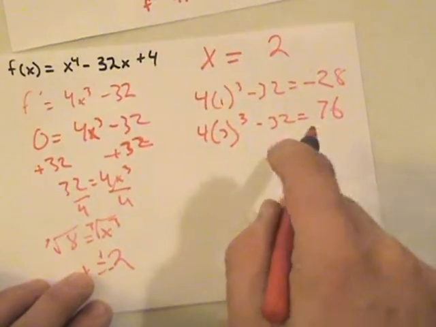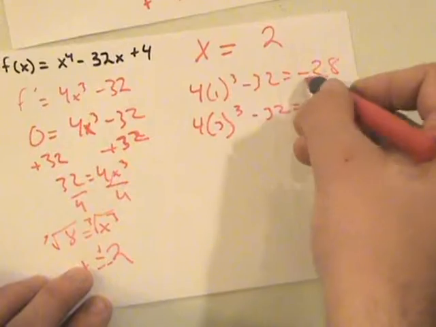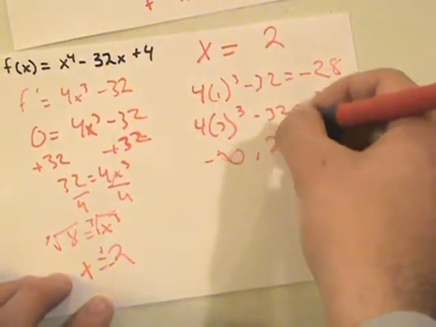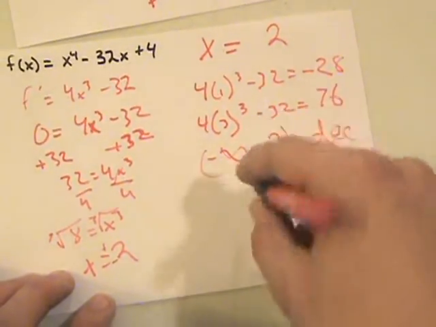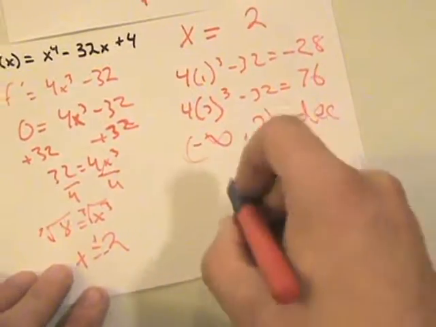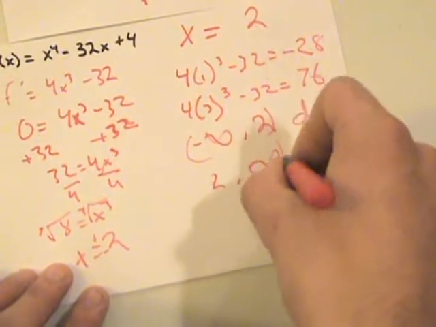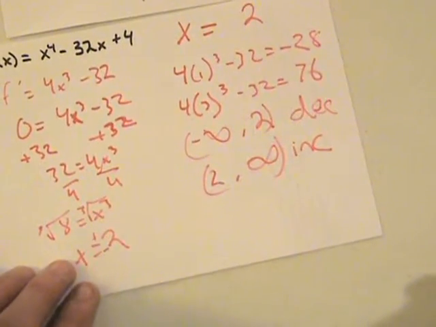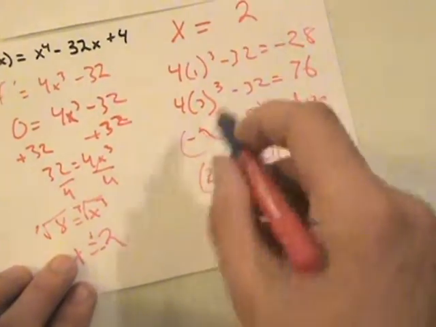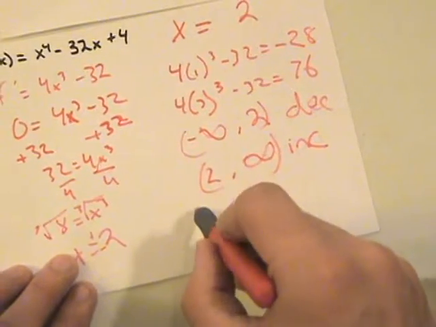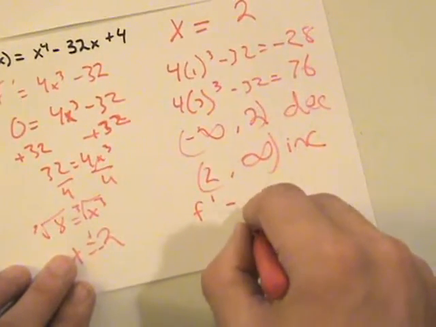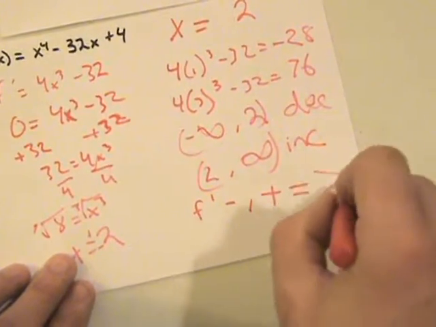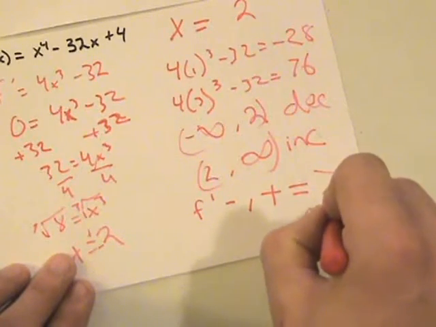If we look at it in terms of decreasing and increasing, the values are negative, which means it's decreasing. So from negative infinity to 2, the function is decreasing because we got negative values. But from 2 to infinity, it is increasing because we got positive values. So in terms of the first derivative test, we are getting negative, then positive, and negative and positive shows us that the function is a minimum.